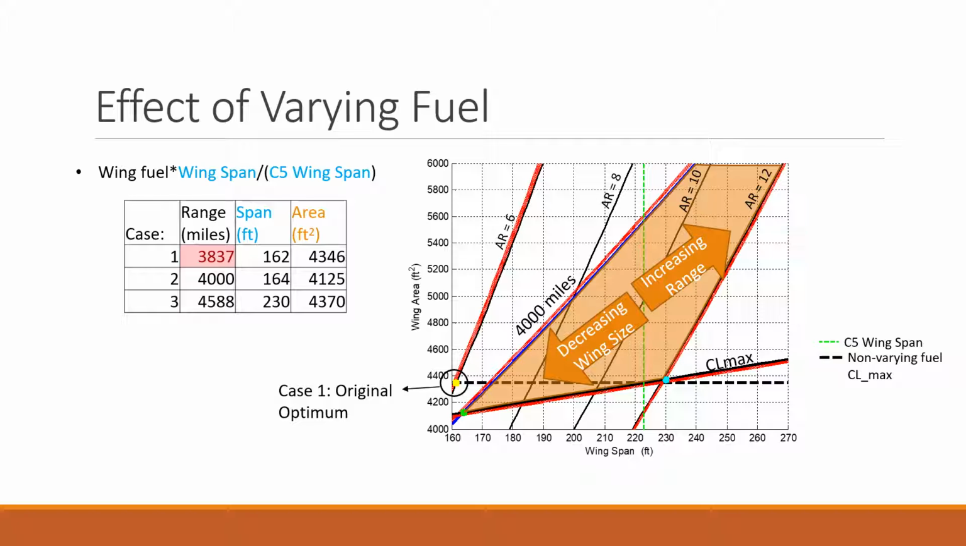We actually have two other possible candidates for an optimum value, depending on what you're looking for. If you want to hold 4,000 miles constant, get the minimum range, and get the minimum amount of wing size, then case 2 is what you're looking for. But if you want to maximize range while still keeping wing size relatively small, then case 3 is the optimum value.